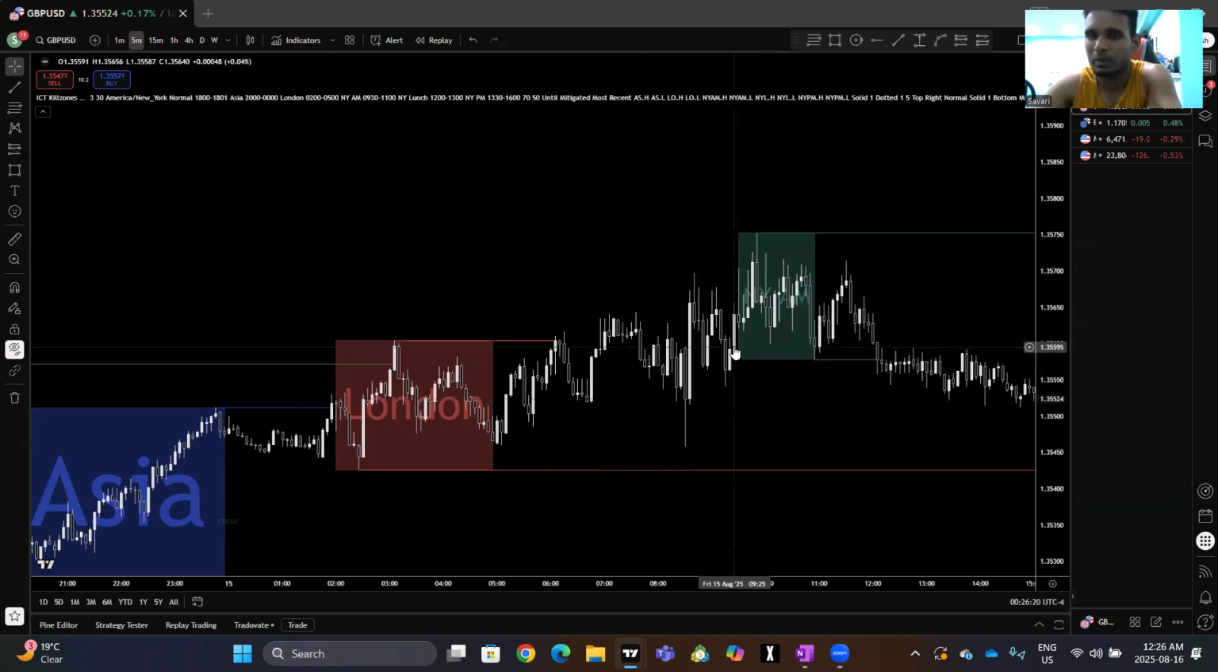So this is where we can expect some model. Put the stop at this low, targeting this or this high. That's a continuation model. Big displacement, structure. So 50% level, tap one more time. This is where we can execute some positions.